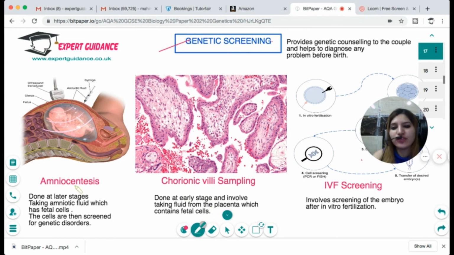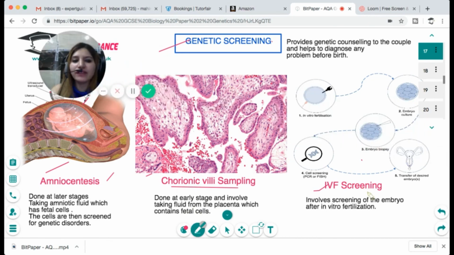Now, how do we do that? There are three methods. One is amniocentesis. You can see in an amniocentesis, we take out the amniotic fluid that is surrounding the fetus and it has some fetal cells, and then we screen that for genetic disorders. Now, this has to be done in later stages, around 16 to 20 weeks, whereas chorionic villi sampling can be done in early stages, and it involves taking the fluid from the placenta, which contains the fetal cells.